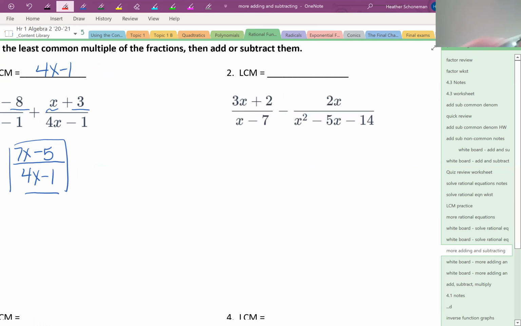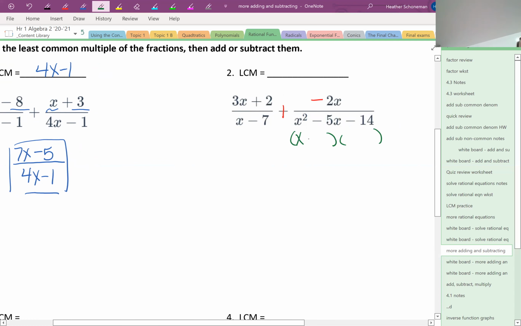On number 2, I do want to acknowledge that because it's a minus, I'm going to make it a plus and negative. But I cannot determine my least common multiple until my denominator is factored. And this is going to factor to x minus 7, x plus 2. So my least common multiple is x minus 7, x plus 2. Okay, so now that I know my least common multiple, now my goal is to write it into two fractions, or the first goal.